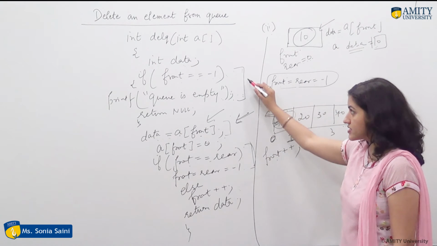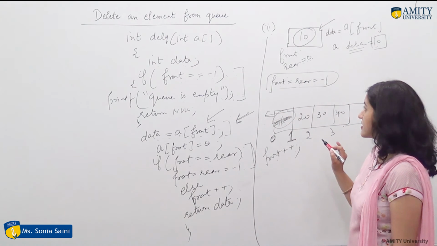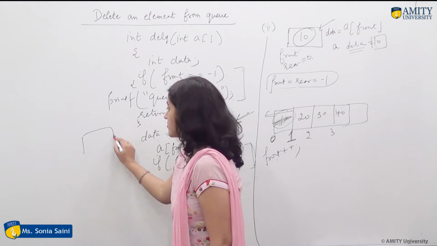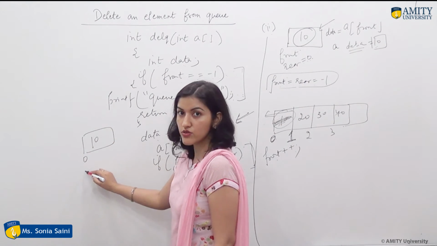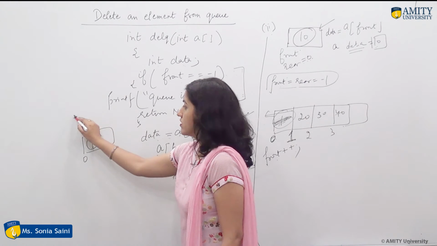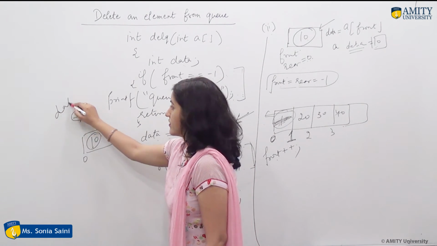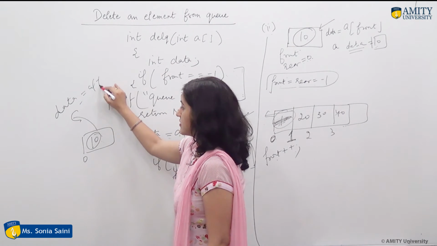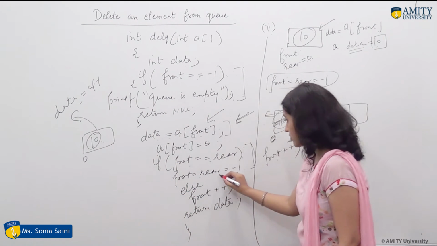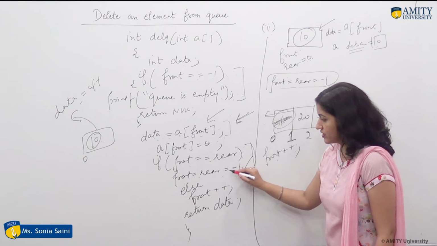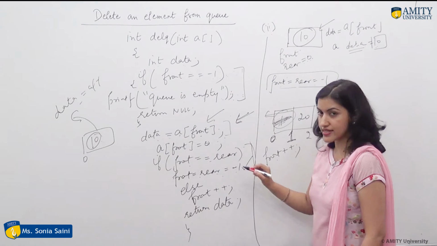Now this is the first condition we have checked. The second condition is if there is only one element. If there is only one element, front 0, rear 0. Assign that one element to a temporary variable. We have assigned it and set front and rear to -1. This is front is equal to rear is equal to -1. This is the second part.